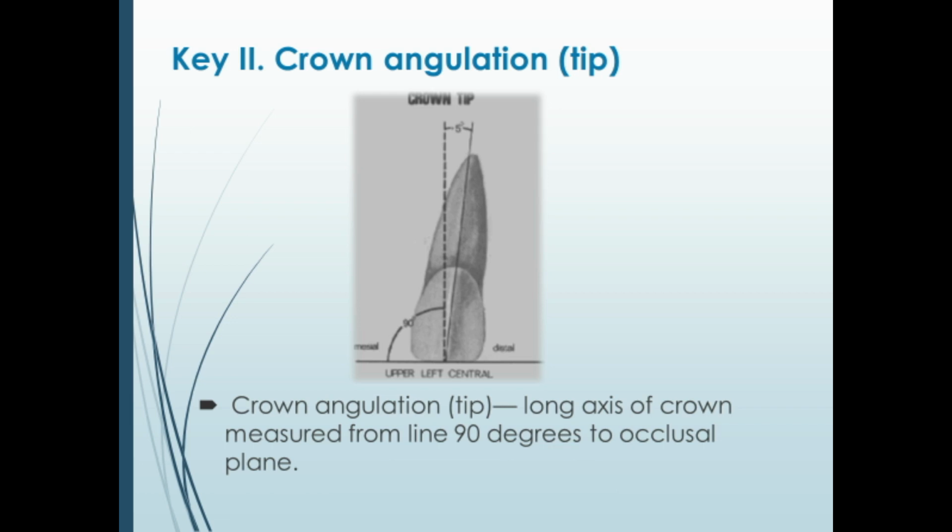Key 2, crown angulation, the mesiodistal tip. The term crown angulation refers to angulation or tip of the long axis of the crown, not to angulation of the long axis of the entire tooth. As orthodontists, we work especially with the crowns of teeth, and therefore crowns should be our communication base or referent, just as they are our clinical base.